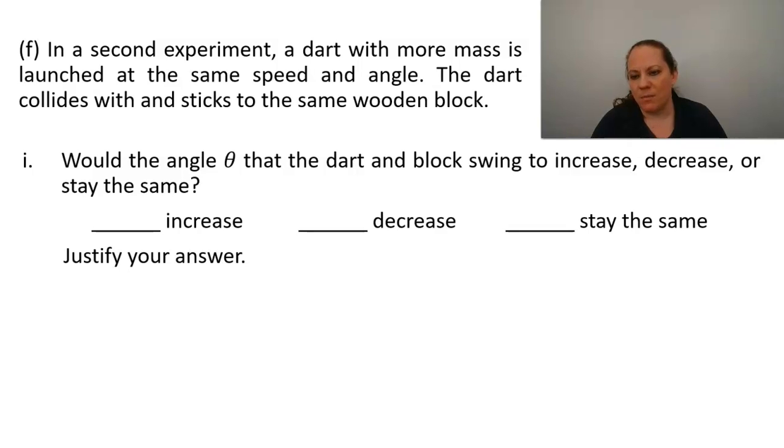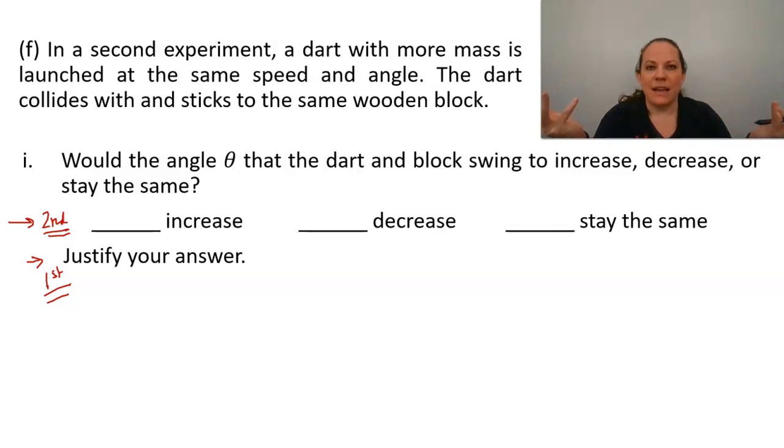So here is my pro tip for questions like this. Justify your answer first, and then come up here and actually make your selection of increase, decrease, or stay the same second. Here's why. You can't correctly choose increase, decrease, or stay the same until you've already thought it through. And justify your answer is just writing out the thinking you have to do to make your correct selection.